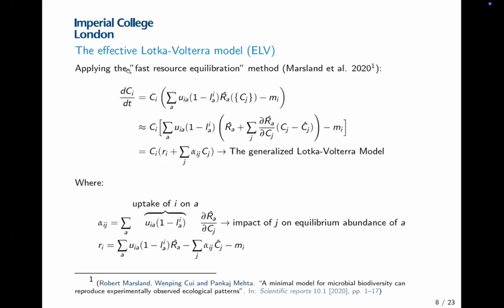With this consumer resource model, we apply the fast resource equilibration method, which assumes resource reaches equilibrium faster than consumers. Then we can derive the generalized Lotka-Volterra model from our model, as the first order Taylor expansion of the consumer dynamics. Here, alpha ij denotes the impact of species J on species I, which is composed of two components. The first is the uptake of I on all the resources, and the second is the impact of other species on equilibrium resource abundance.